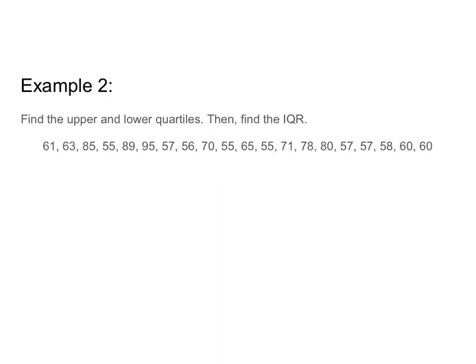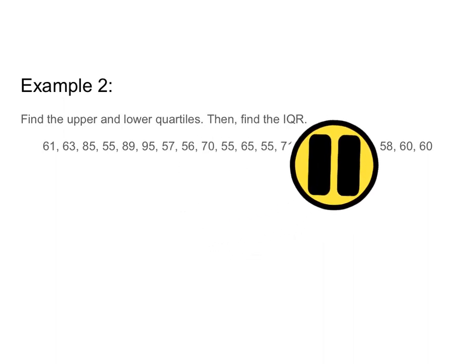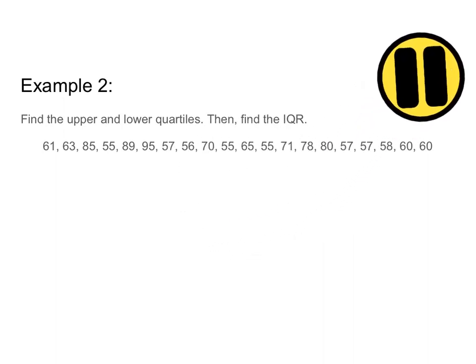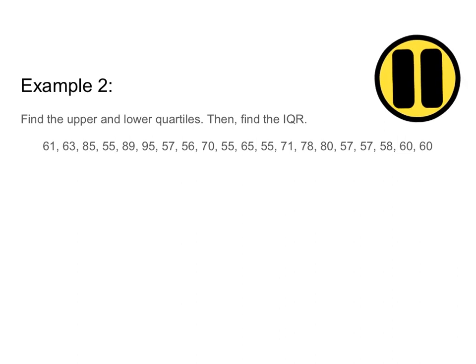All right, so now we're going to do another example. And on this one, I have not given the data to you in order. So make sure you put it in order first. I want you to pause and try and find the upper and lower quartiles as well as the IQR. Take a moment and do it now. You can just copy the numbers down in order if you don't want to copy them twice and you think you can keep track of it. Make sure you count so you don't miss any though.